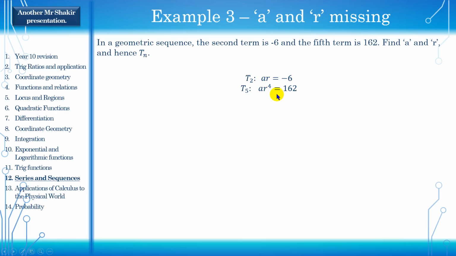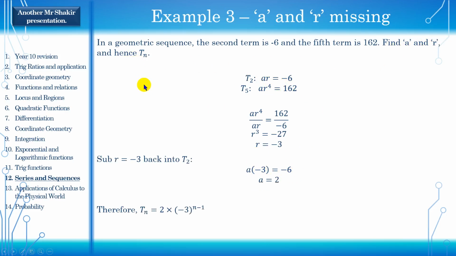And hey, that looks like a simultaneous equation type question. So divide one by the other: AR to the 4, the fifth term, over AR, the second term. The A's will cross off. The R to the 4 will become R cubed. R cubed is equal to -27. R is equal to -3. So we've got R. Now we substitute R back into that or that. It's up to you. I chose the second term. And you get A. So we found A and R.